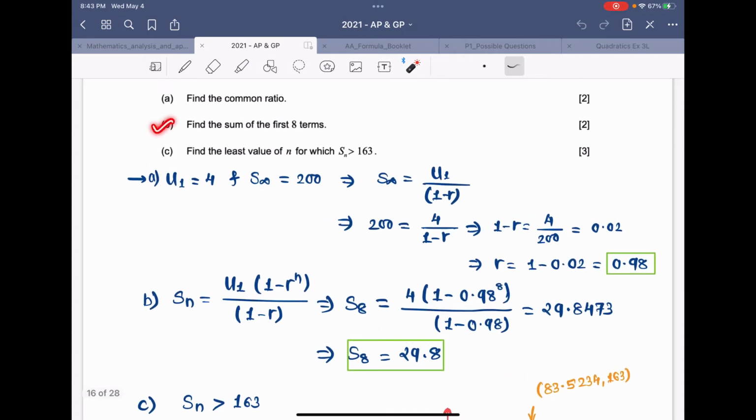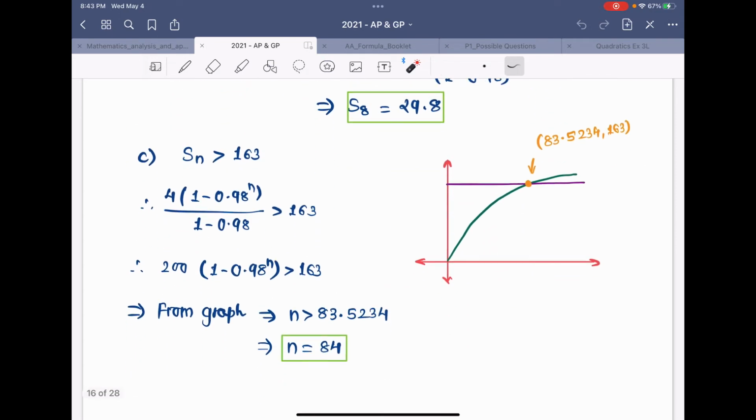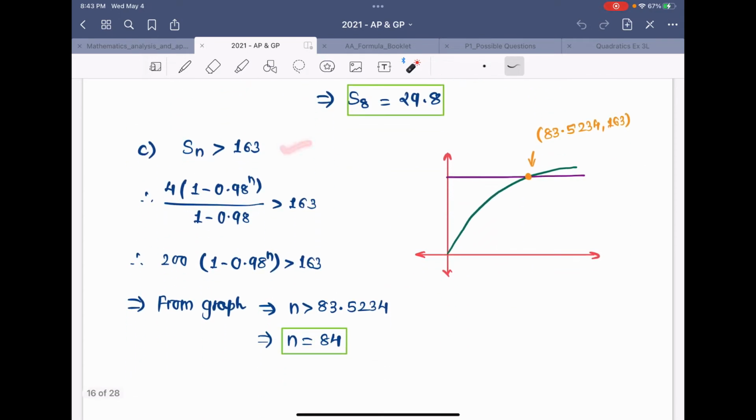Last part. Find the least value of n for which Sn is greater than 163. Again I am using the same formula, but I don't know my n. 4 times 1 minus 0.98 raised to n over 1 minus 0.98. 1 minus 0.98 is 0.02. 4 over 0.02 is basically 200. So 200 times 1 minus 0.98 raised to n is greater than 163.